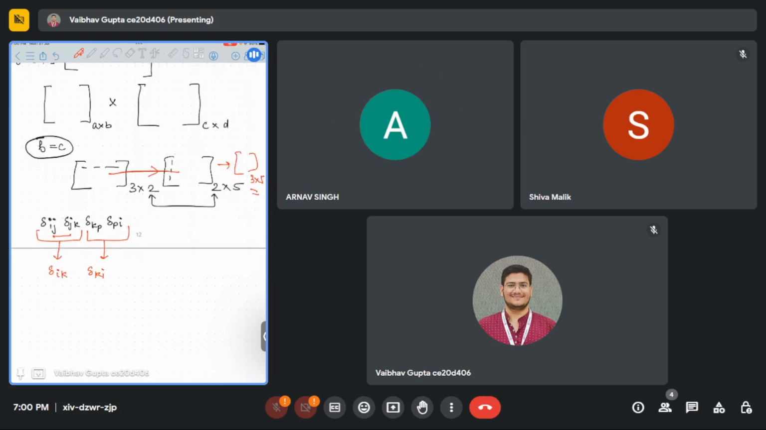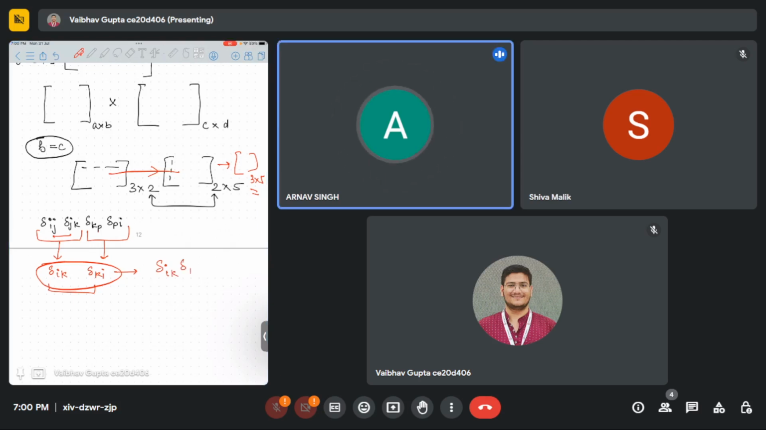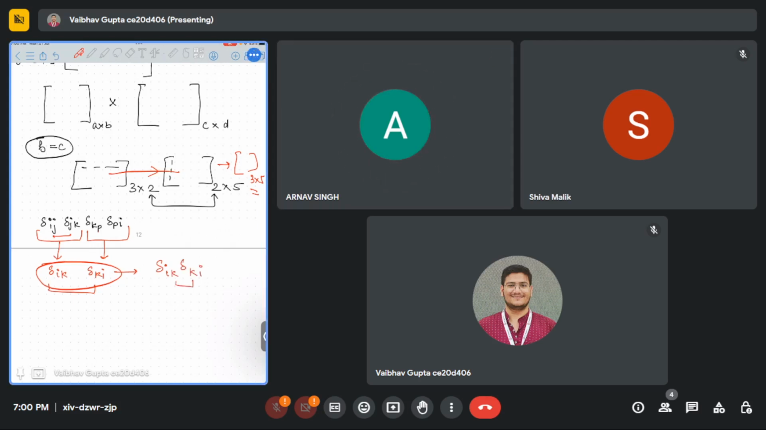Similarly here, j is common, it will be omitted. What will we get? Delta ik. Here p is common, it will be omitted. What will we get? Delta ki. Now we are left with these two things, delta ik and delta ki. Now k and k are common. What will you get? Delta ii.